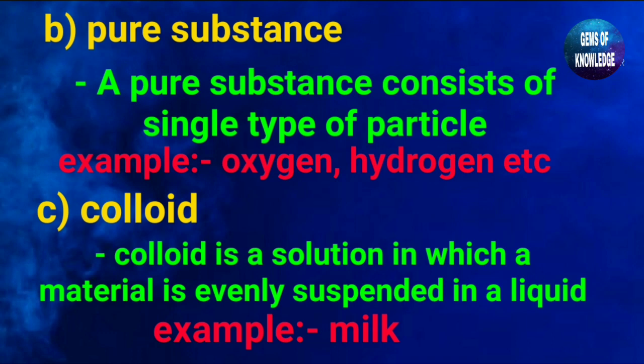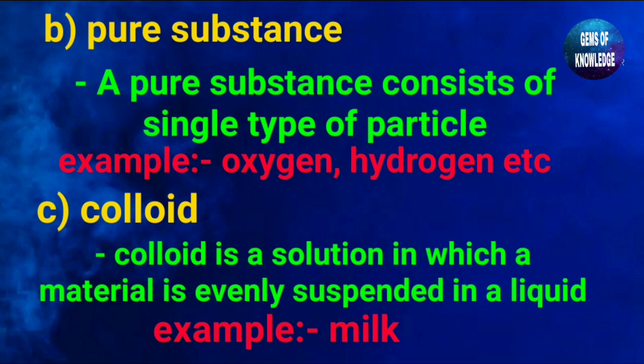Next, B1 is pure substance. So we have to explain what is pure substance. A pure substance consists of a single type of particle. So pure substances are those substances which contain only one type of particle. For example, you can see oxygen, hydrogen, etc. All these types of gases are nothing but pure substances.